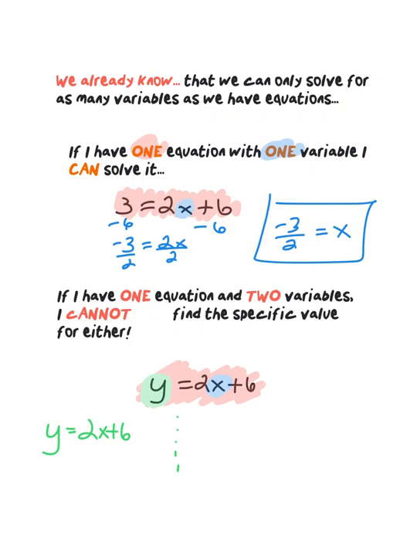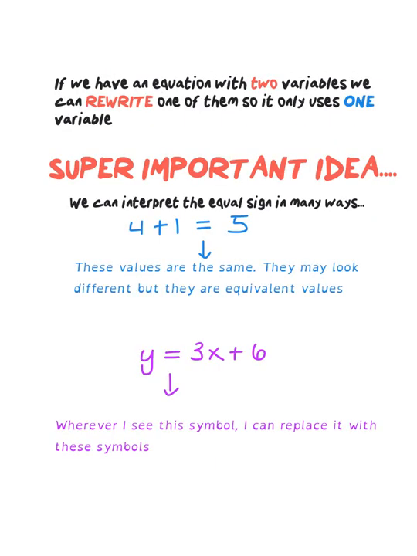If I tried to rearrange the equation to get x alone, by subtracting 6 from both sides and then dividing everything by 2, I can get x alone, but I can't tell you the specific number it's equal to because it has that variable y in there. So if we have one equation, we can't get a specific value if there are two variables. If we have one equation, we can get a specific value if there's only one variable. That brings up the important idea that if we have an equation with two variables, and we could somehow rewrite it so it only uses one, then we'd be able to solve it.